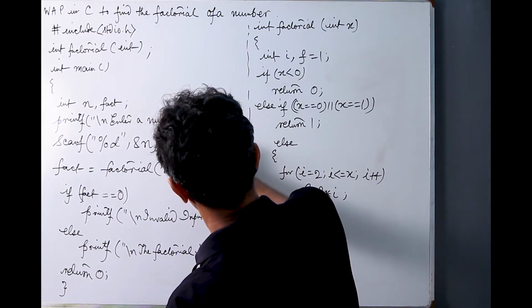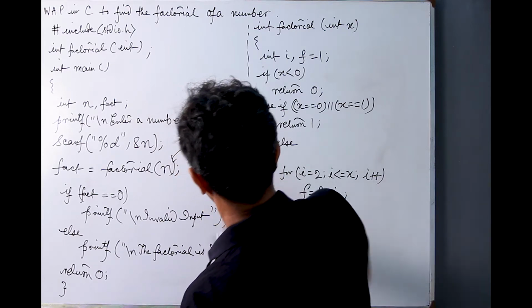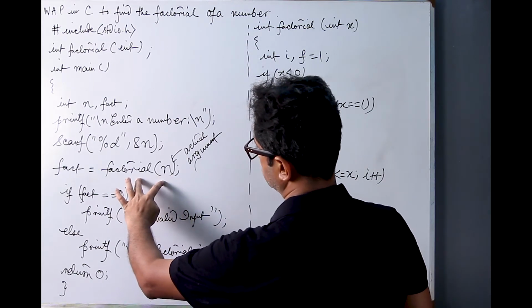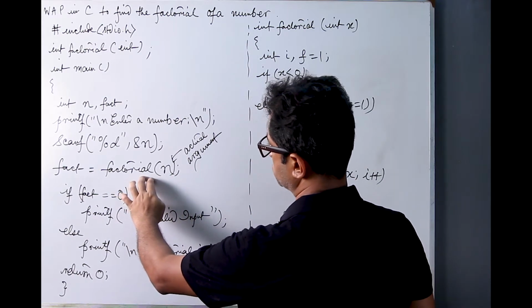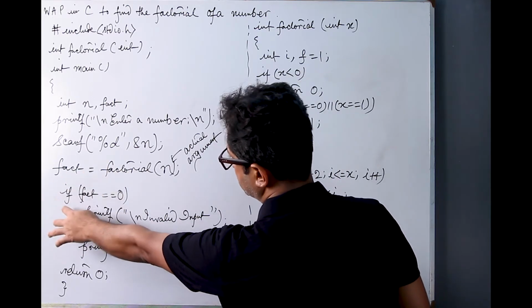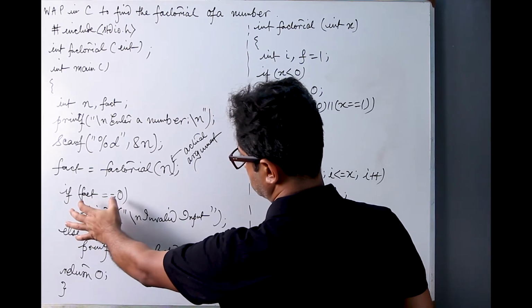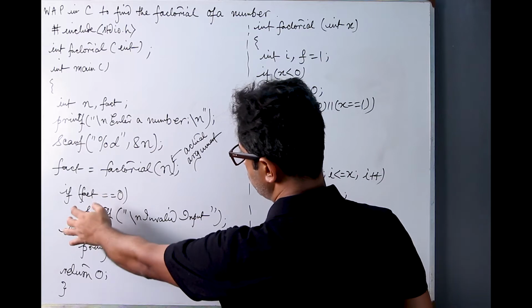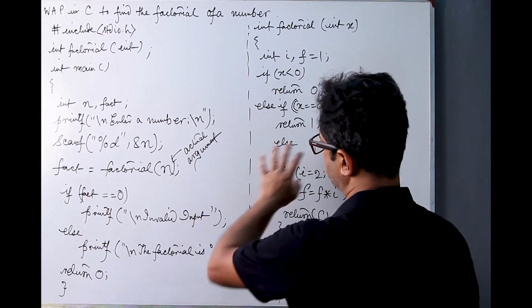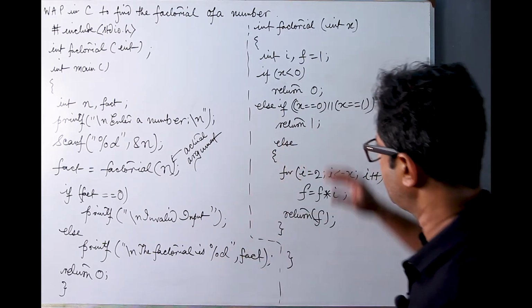This argument is called the actual argument, and this n value is supplied as the actual argument. Whatever this factorial function is going to return will be assigned into the variable fact, and that fact will then be checked for whether the value is equal to 0. If fact equals 0, then we will print invalid input. That is some logic we have implemented in the function.